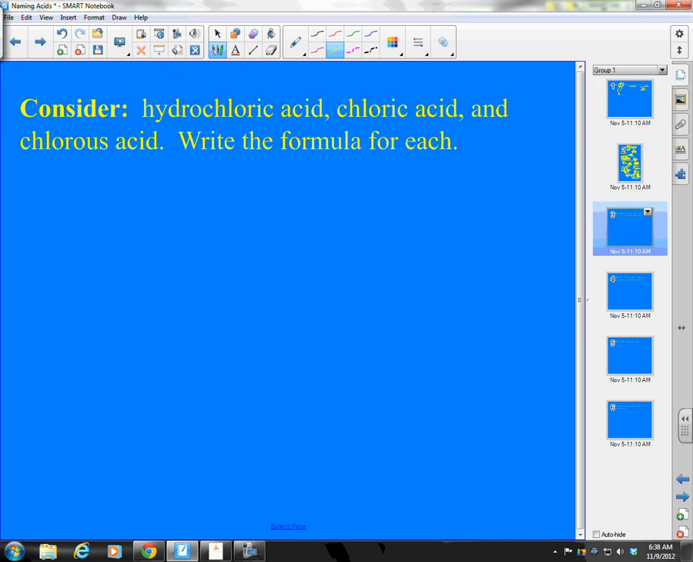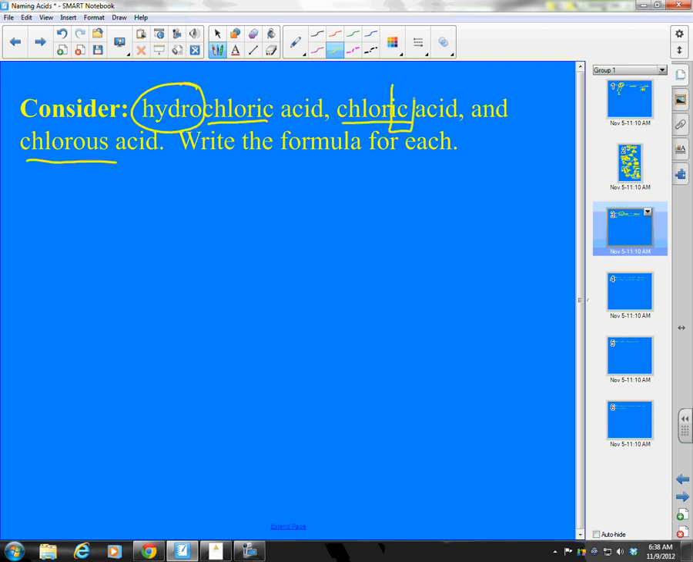Good. Consider hydrochloric acid, chloric acid, and chlorous acid. Egads. Write the formula for each. Wow, they all have like chlor in it. I wonder, is there a way for me to figure out the difference? Well, when I look at that, what do I notice? One of them has what? One of them has a prefix.